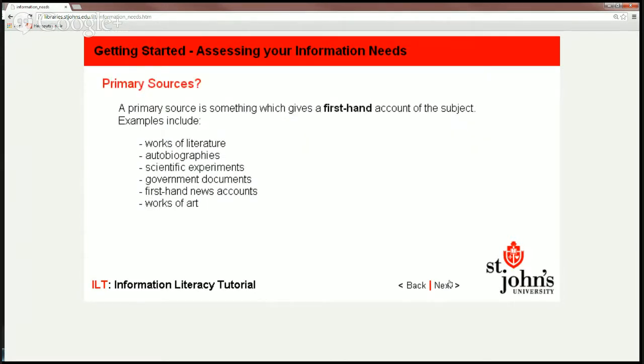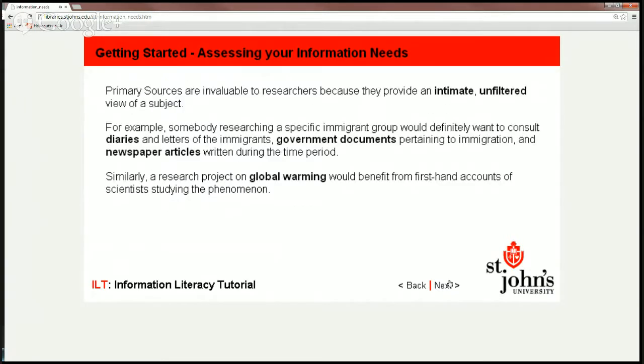Do I need primary sources? Primary sources are first-hand accounts of the topic: literature, autobiographies, experiments, government documents, etc. You need to think about what you might need in terms of them. You might want to consult especially government documents and policies on the topic of immigration and newspaper articles from that time, and that's all primary sources.